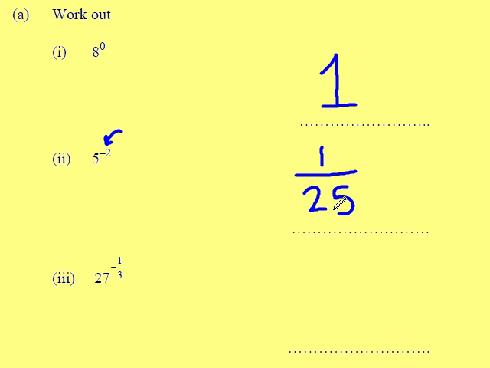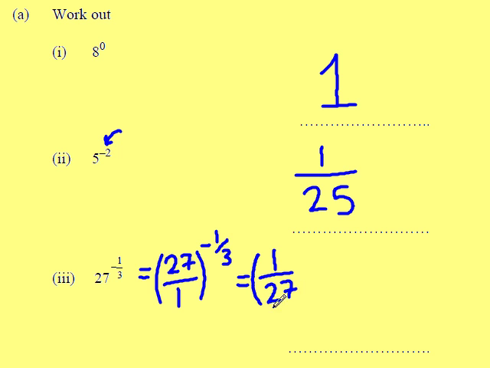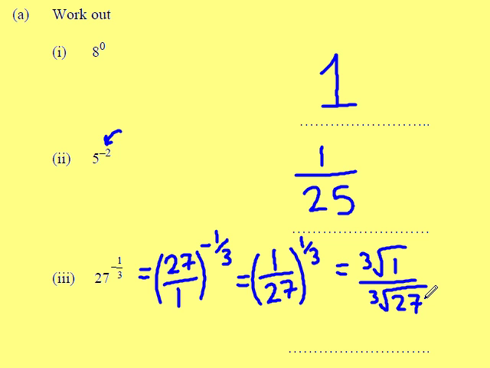27 to the power of minus a third. So I've got to do a reciprocal first. Write it as a fraction over 1 to the power of minus a third. Now let's remove the reciprocal, the minus, by flipping it. 1 over 27, all to the power of a third. Now that means the cube root of 1 divided by the cube root of 27, which will be 1 over 3.